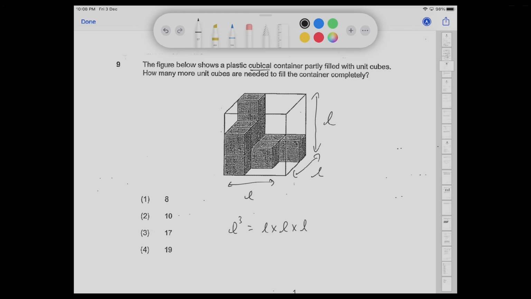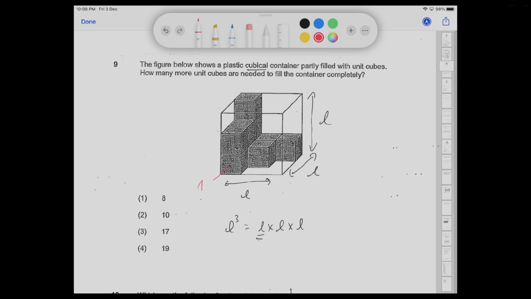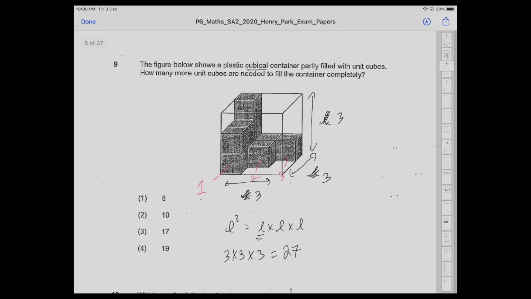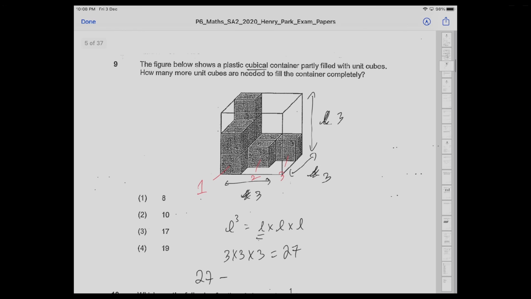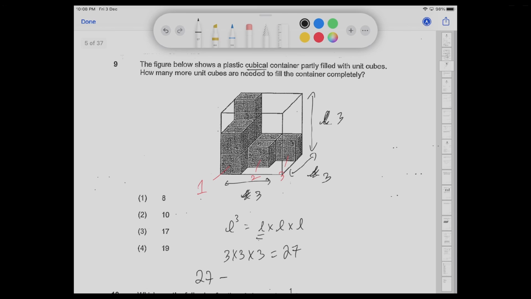But you want to find this value of L here, so you see 1, hold on, let me use a different color. So this is 1 cube, 2 cube, 3 cube. So we know that the value of L is 3, right? So we know that this is 3 cubes wide, so hence it has to be 3 cubes thick, and the height is also 3 cubes. So what is the volume? It's just 3 times 3 times 3, 27. How many more cubes are needed? So what you want to take here is 27 minus the number of cubes that have already been put in. So in this case, you just count.